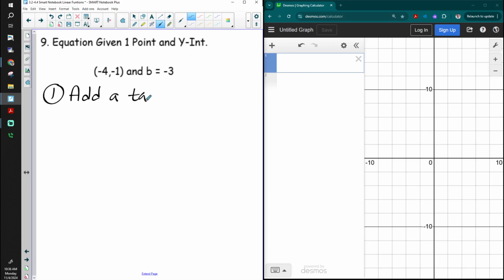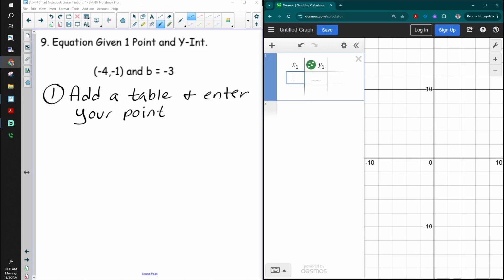Add a table and enter your points. This is Tokar's doing it. Add a table and enter your points. -4, -1. Add a table, enter your point. We also know the b value. So we need to enter in b equals -3.